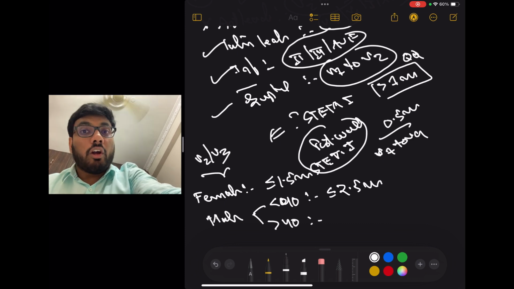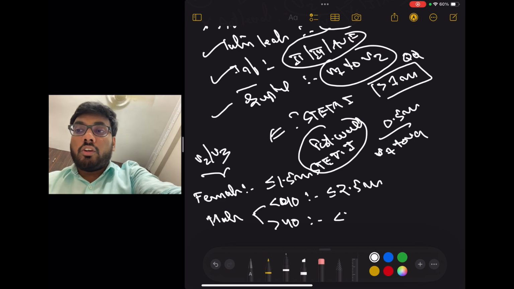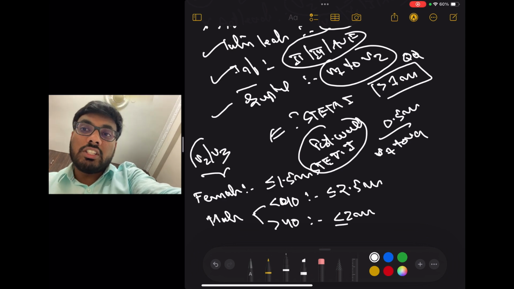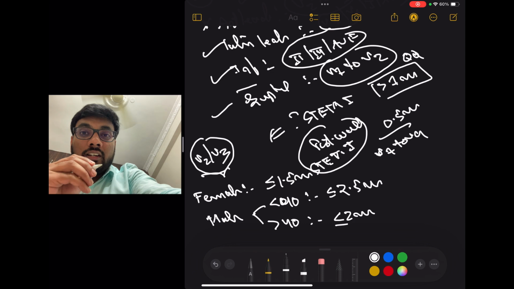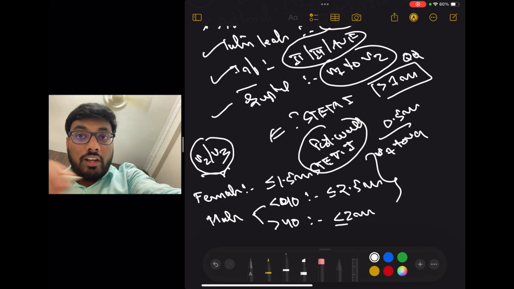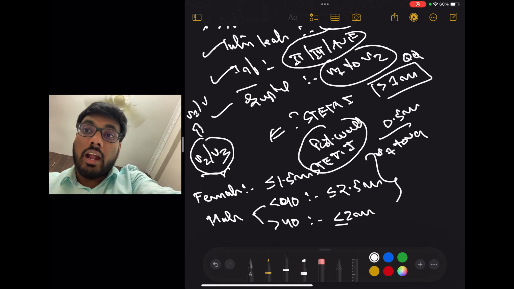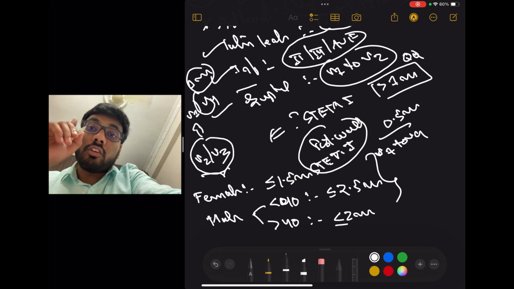More than 40 years of age, less than 2 mm up to 2 mm is considered as normal physiological ST elevation. Then when do we call it pathological ST elevation in V2 and V3? If the ST elevation is more than these cutoff values, or simultaneously also shows ST elevation in V1 and V4, even then 1 mm ST elevation is considered as pathological.